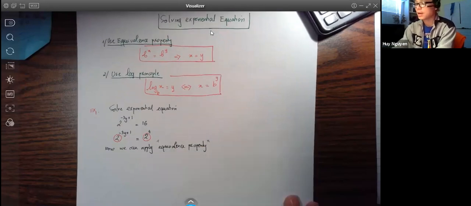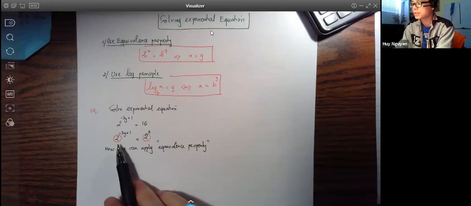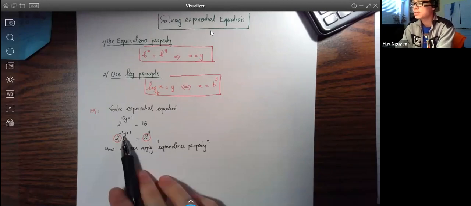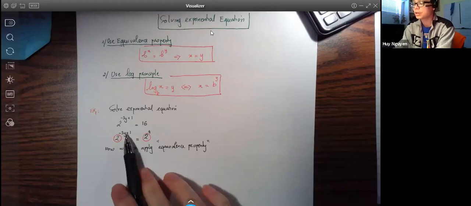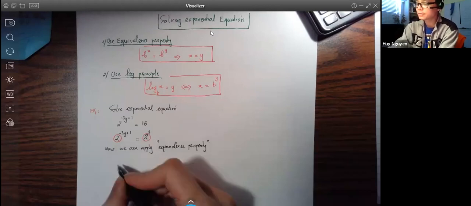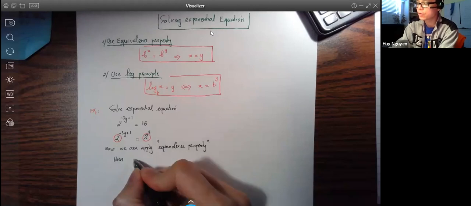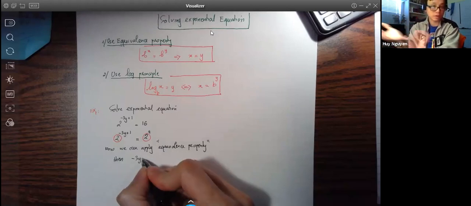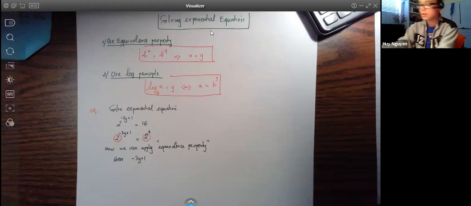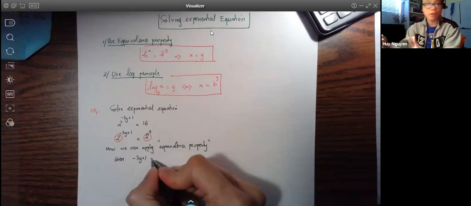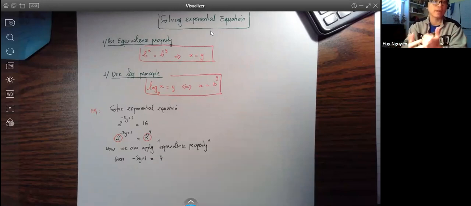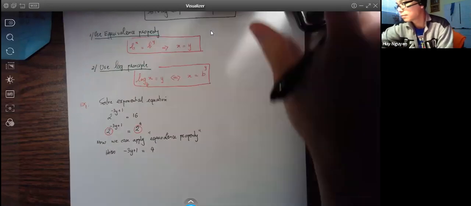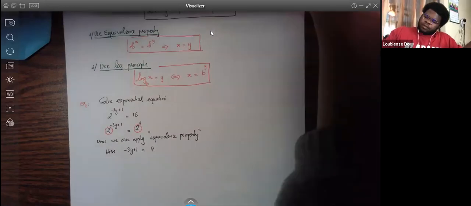Okay. Then the equivalence property says that if the base is the same, we can set the exponents equal to each other. Then -3y plus 1, which is the exponent on the left-hand side, equals 4, which is the exponent on the right-hand side. Is everyone following me? Yes. Okay. Good.